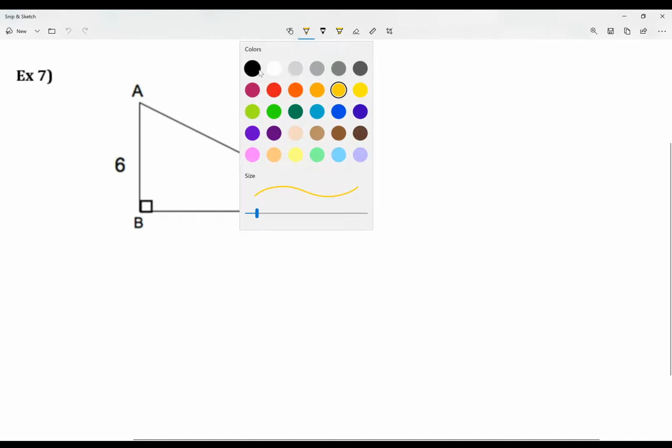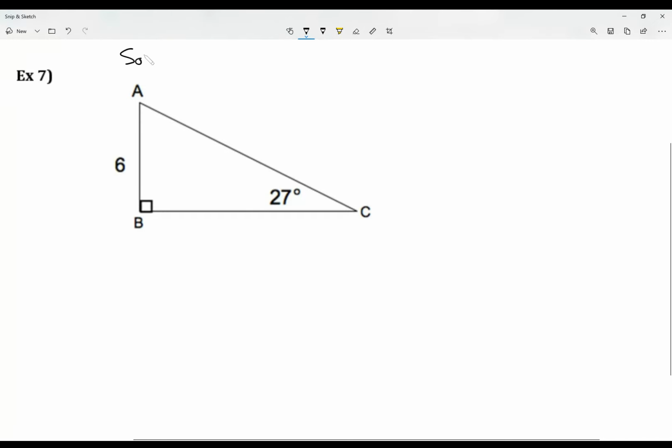In this example, I need to solve the triangle.